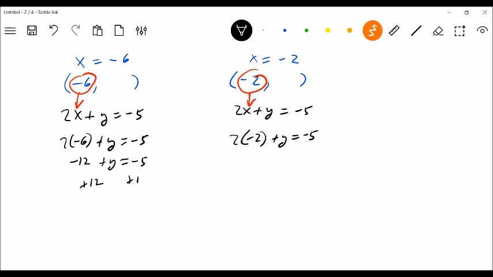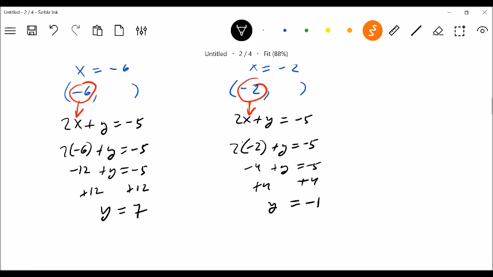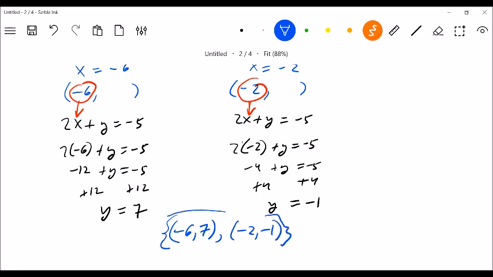I'm going to add the 4 to both sides. Over here we have a -4. So I'm going to add 4 to both. 1. So that means we have a -6 and 7 for 1 point, and a -2 and -1 for the other point. And that's our solution set.